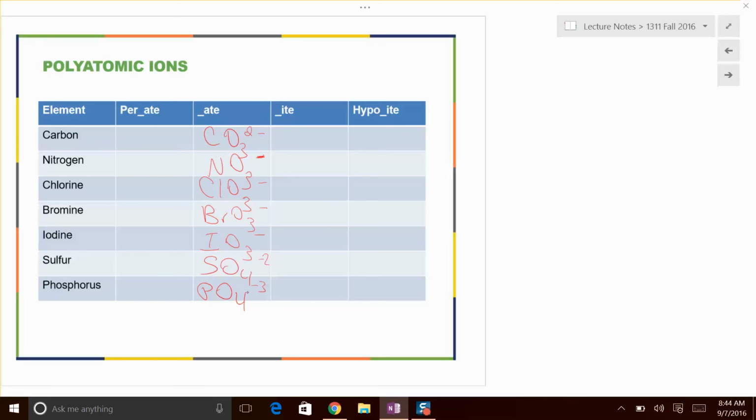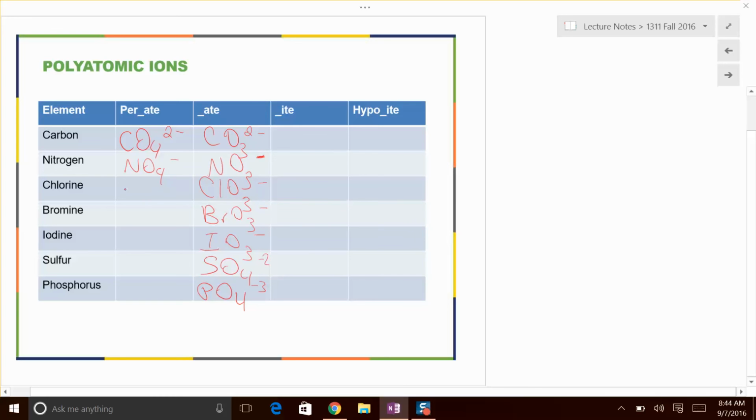These are the polyatomic ions. I want you to learn how to do this. This is your starting point for these others, because once you have the starting point, the rest of it is pretty simple. When I go from an ate to a per-ate, going backwards this way, I simply have to add an oxygen. CO4, the charge stays the same.